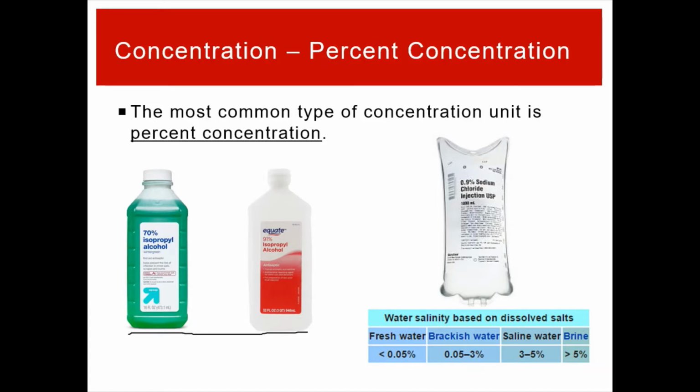If we're describing salt in water, we also use a percentage. So for example, fresh water is less than say 0.05%. Brackish water, like estuaries, is up to 3%, and then say salt water like in the ocean would be closer to 5%.